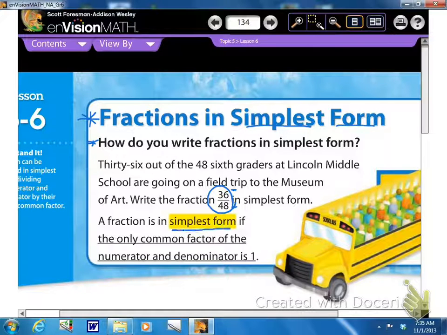So a fraction is in simplest form if the only common factor of the numerator and the denominator is 1. So basically, when the numerator and the denominator cannot be divided by anything else other than 1. Alright, let's look at an example.